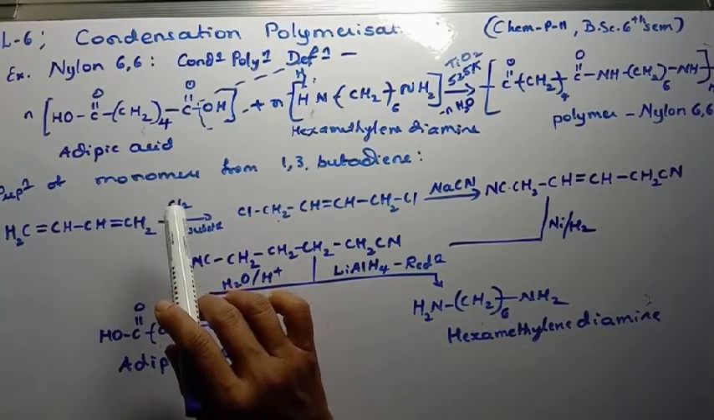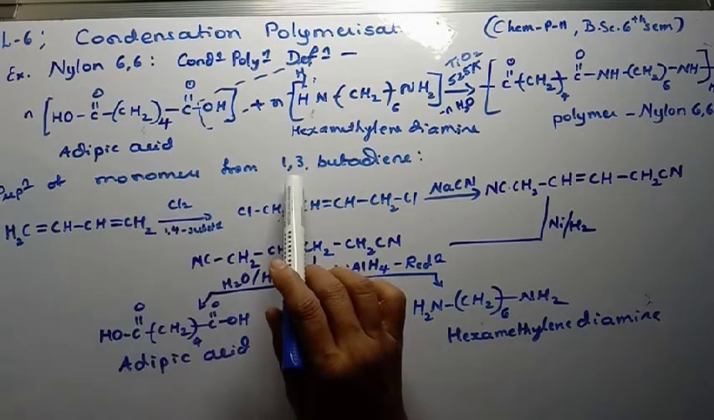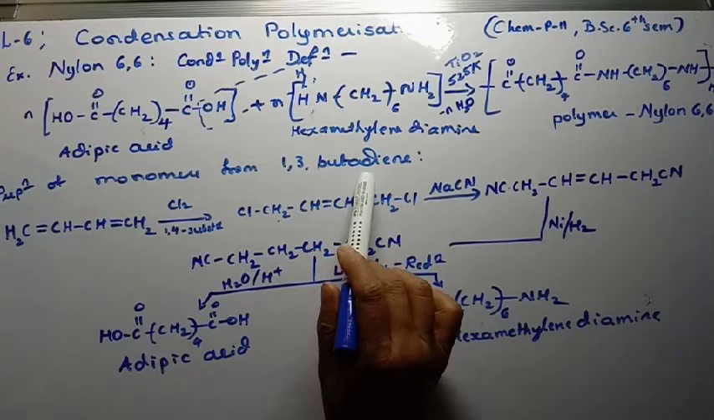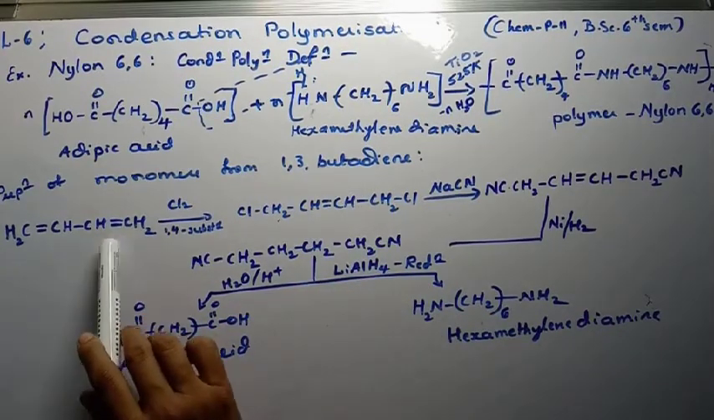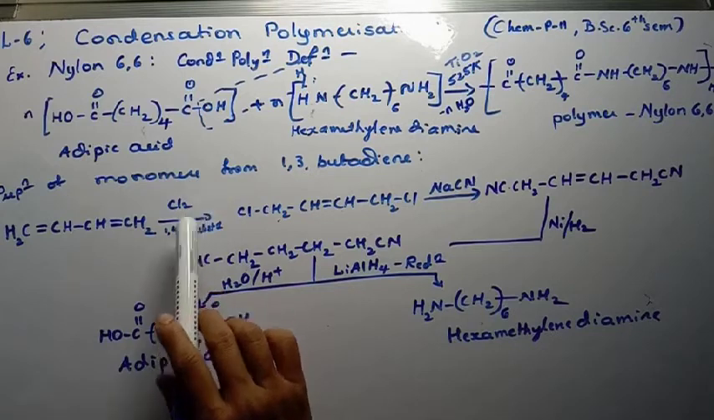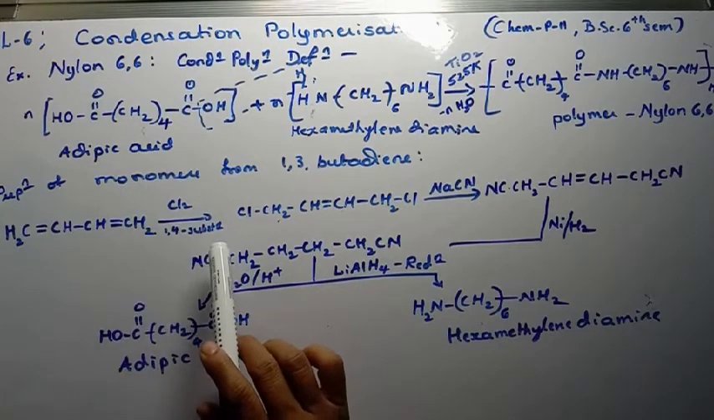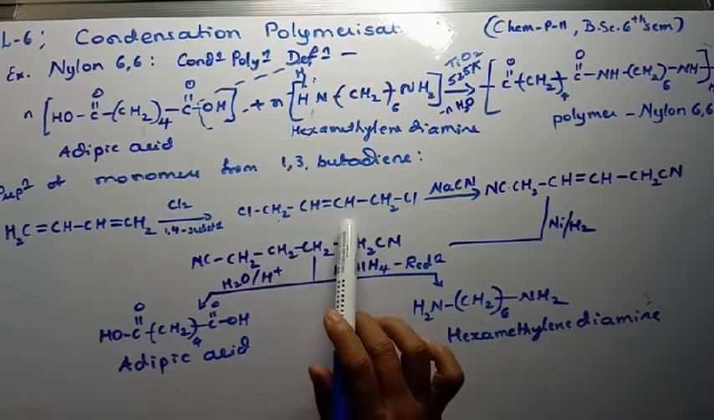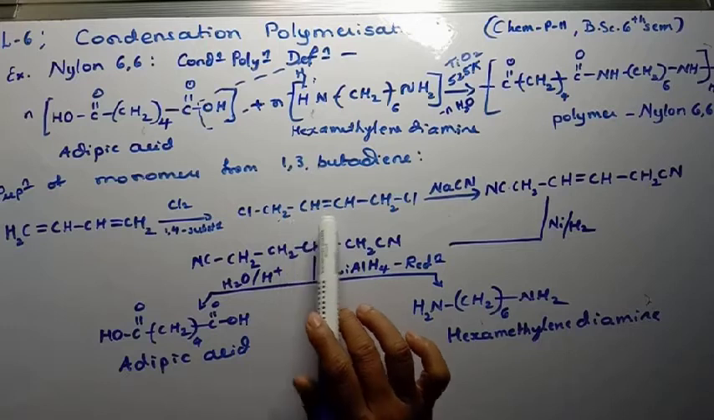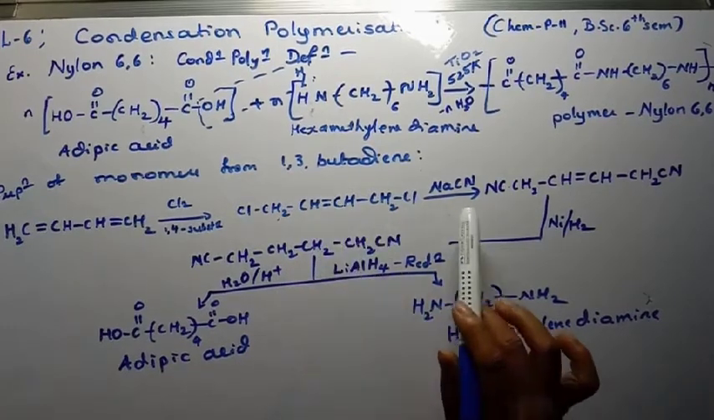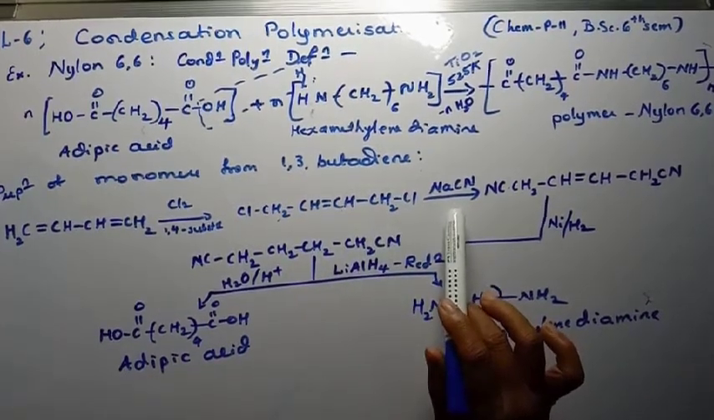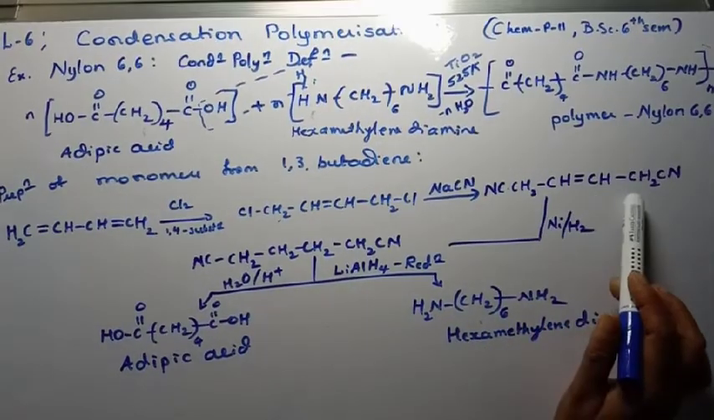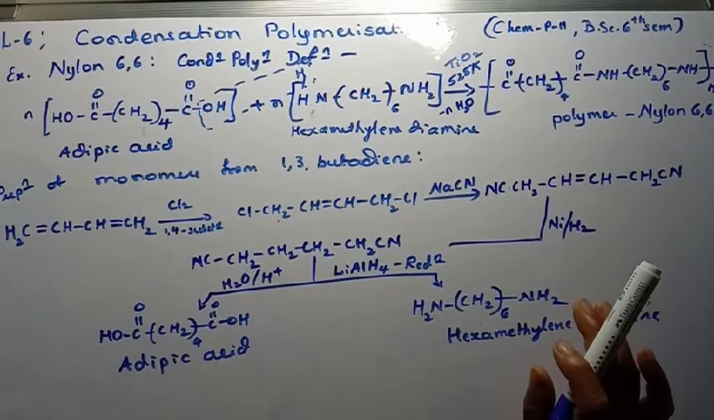studied. Say the starting material, 1,3-butadiene, is taken. When it is subjected to chlorination, it undergoes a 1,4 substitution reaction, thereby giving dichlorobutene. 1,4-dichlorobutene is formed, and when it is treated with sodium cyanide, dicyanobutene is obtained.